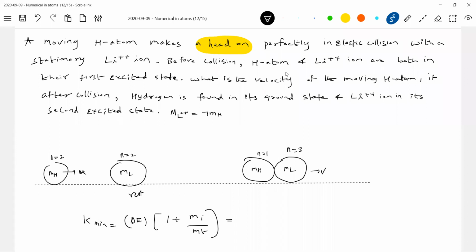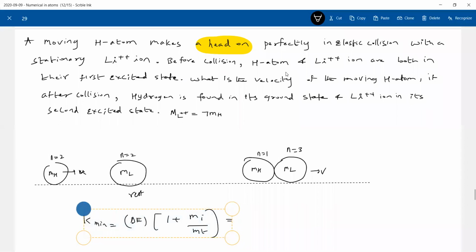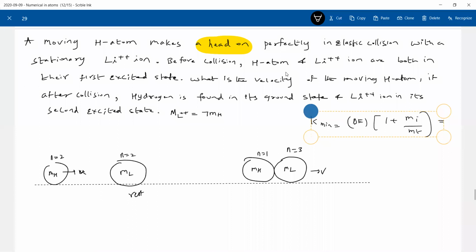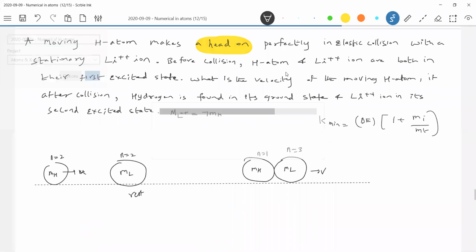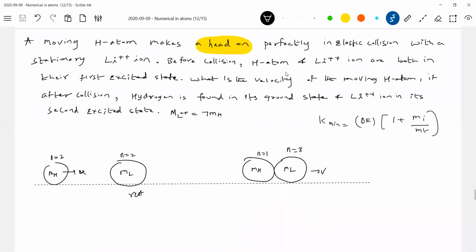There's one method. I'll keep this aside. Sometimes they may not ask you for the minimum, so every time you cannot use this. So when do we use this one? When it says minimum. Here it only said velocity, so can I still use it? Yes, you can apply it, no problem here.